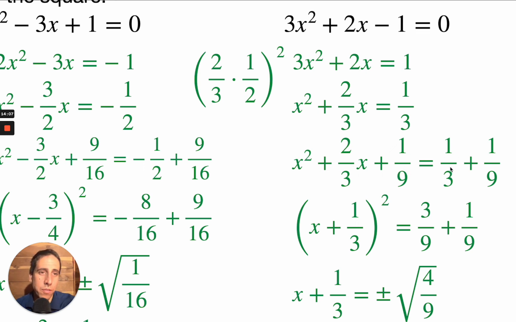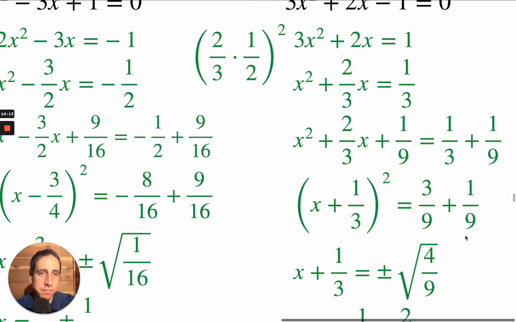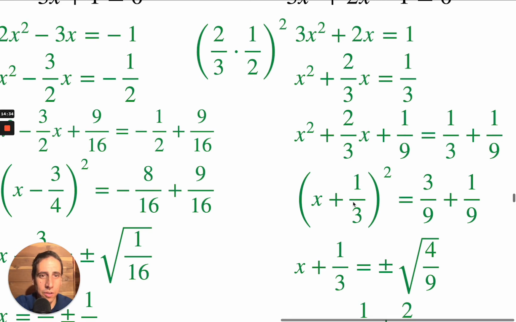Yay! 1 over 3 plus 1 over 9. We need common denominators. That's 3 over 9 plus 1 over 9. It's going to be 4 over 9. And so here we have the square root of 1/9 is 1/3. The savvy student might realize that this number right here, 1/3, is going to be the same as the result of 2/3 cut in half, which is 1/3. But that's a pattern you can use or not as you wish.